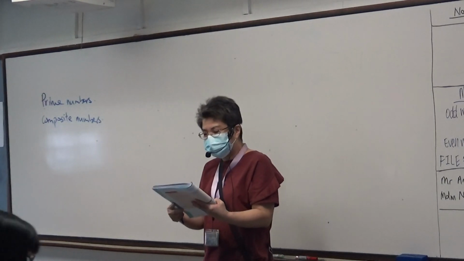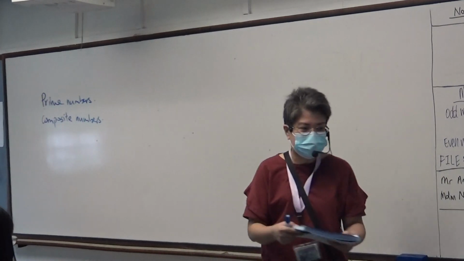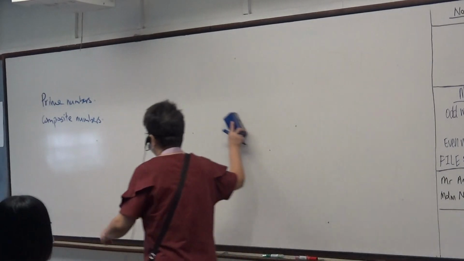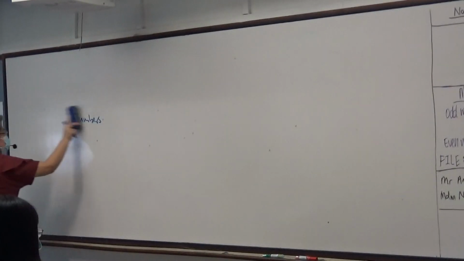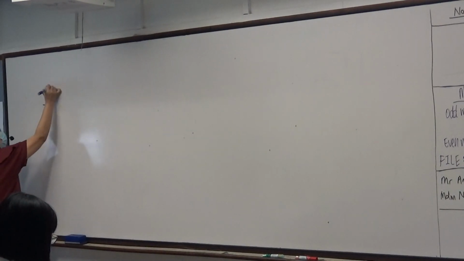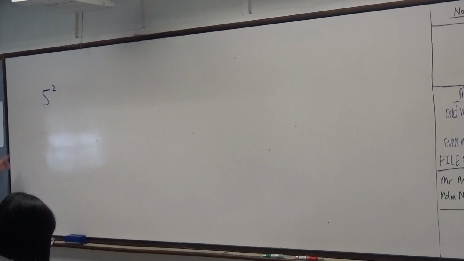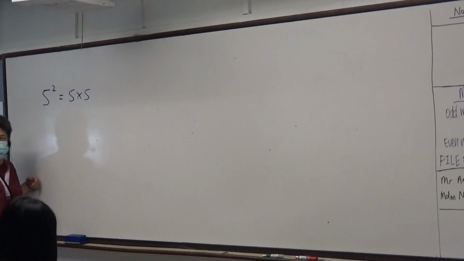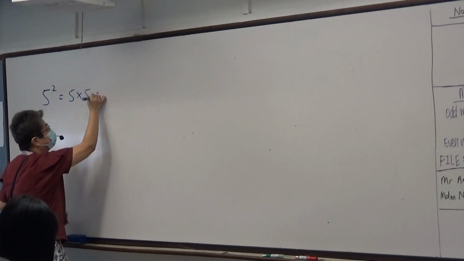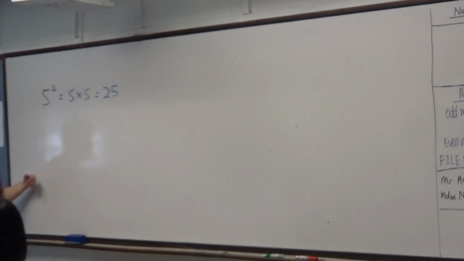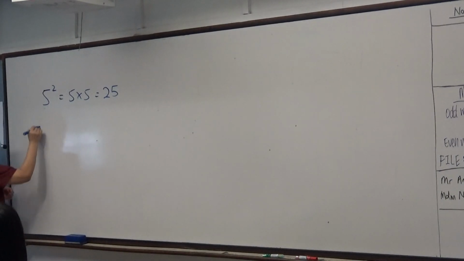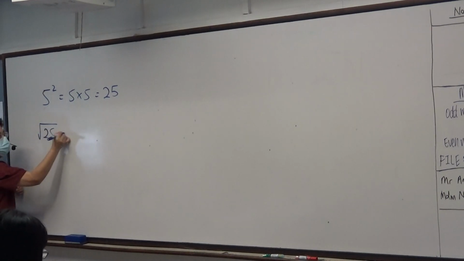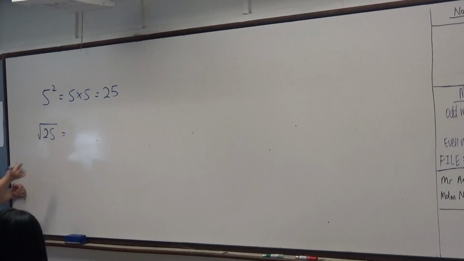Okay. Now, next, I want to talk about some notation here. All of you look at the board. When you see something on top, 5 squared, what does it mean? 5 times 5, 2 times, right? What is 5 times 5? 25, right? Okay. Now, have you all seen this sign before? Yeah. What is this sign for? Square root.